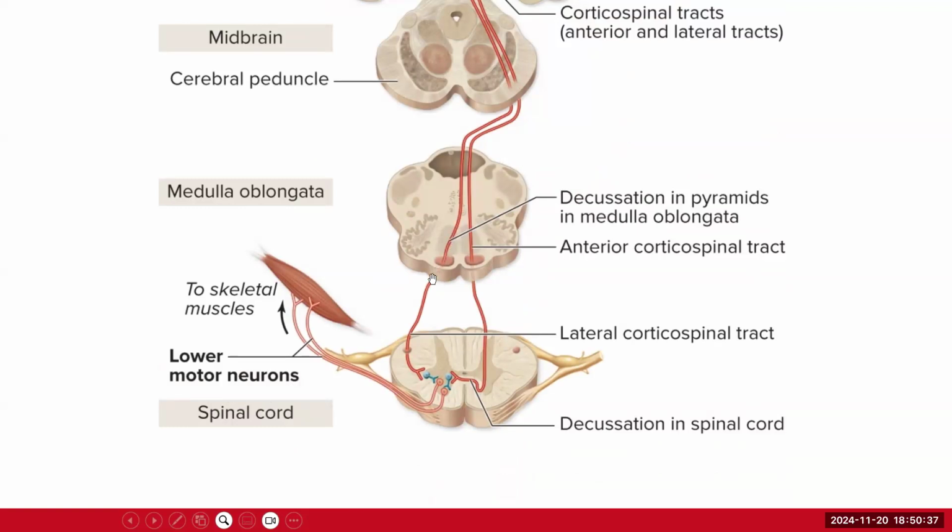And at this point, then it descends through the lateral white column or the lateral funiculus. And then it's going to synapse onto, in this case, again, you can see when we're talking about our lower motor neurons, we have an interneuron being involved here, but it's already crossed over. So it synapses onto the lower motor neuron, and that lower motor neuron goes out to the effector muscle.